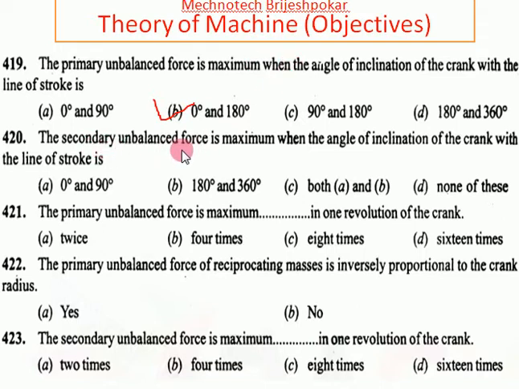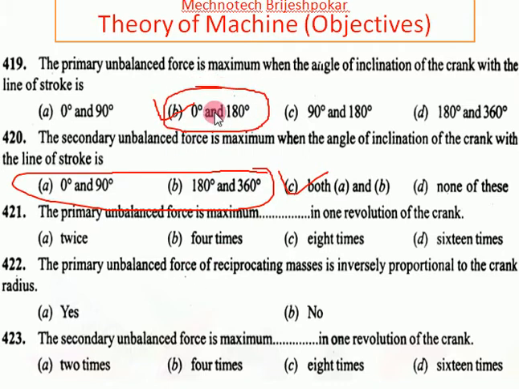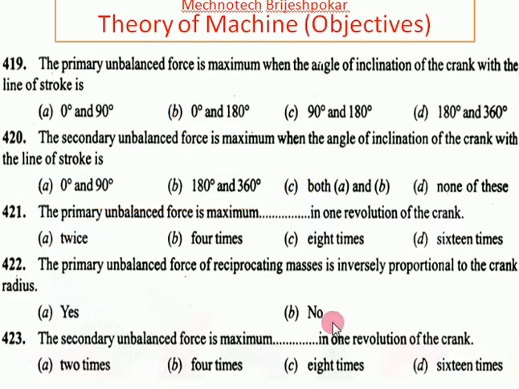The secondary unbalanced force is maximum when the angle of inclination of the crank with the line of stroke is: the answer for 420 is A and B, that is 0, 90, 180 and 360. At these four angles the secondary unbalanced force is maximum, and the primary unbalanced force is maximum at these two angles. So the primary unbalanced force is maximum twice in one revolution of the crank.